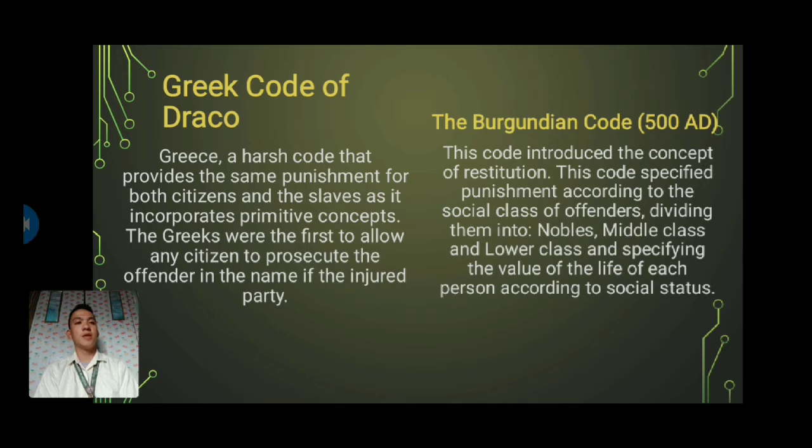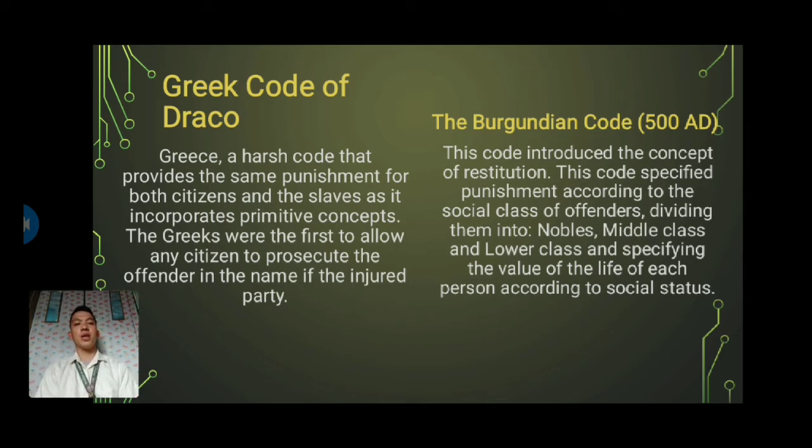So next is the Visigothic Code. This code introduced the concept of restitution. This code specified punishment according to the social class of offenders, dividing them into nobles, middle class, and lower class, and specifying the value of life of each person according to social status.